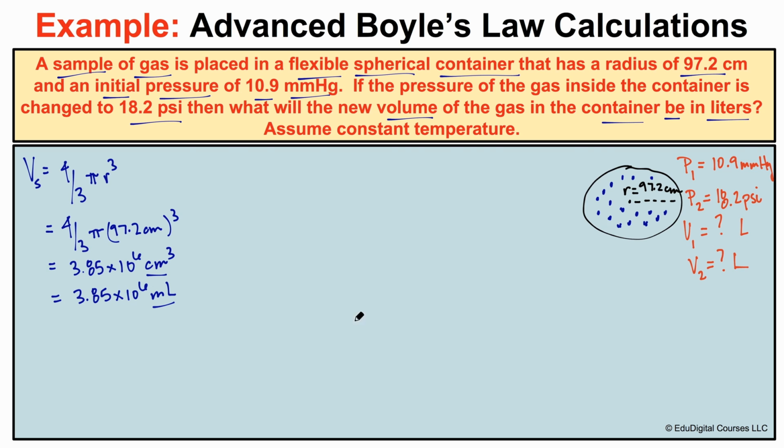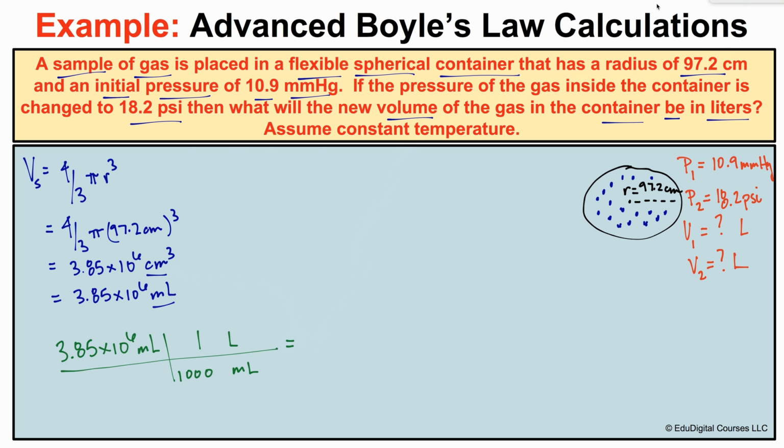So how can we convert this into liters? Well, we have 3.85 times 10 to the 6th milliliters as our initial volume of this container. We want to cancel out milliliters and convert to liters. We know that 1 liter is 1,000 milliliters. So we're going to take 3.85 times 10 to the 6th and divide it by 1,000. We are going to end up with 3,850.